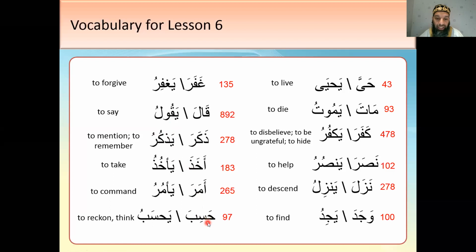Okay, look at this next one. Hasiba yahsabu. It's just yahsabu for that one. So the third letter for hasiba has a fatha. Yahsabu. You just have to know that. Kafara yakfuru. This one has a dhamma. It just does. Nasara yansuru. This has a dhamma as well. Nazala yanzilu. This has a kasra. Wajada yajidu. That's weak as well. Right?